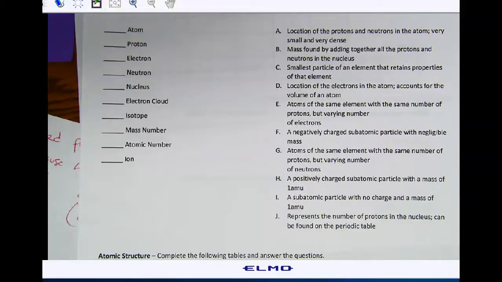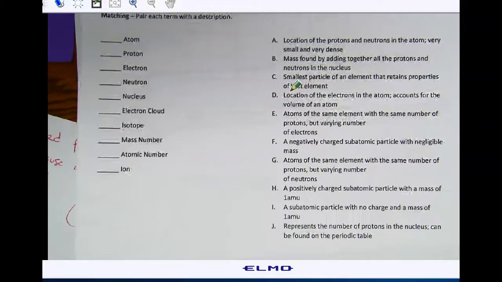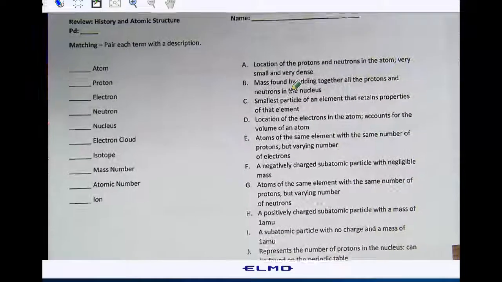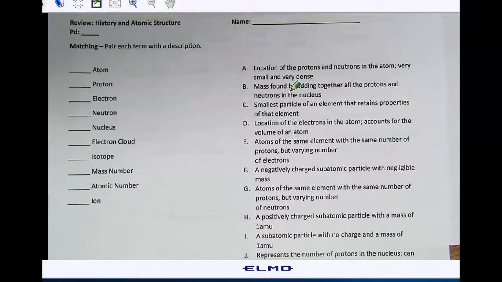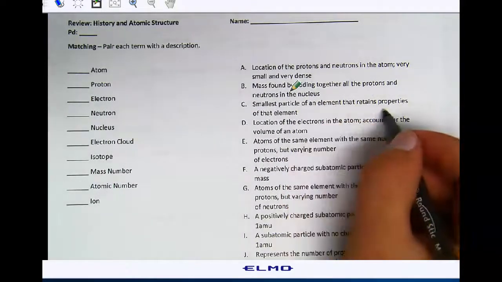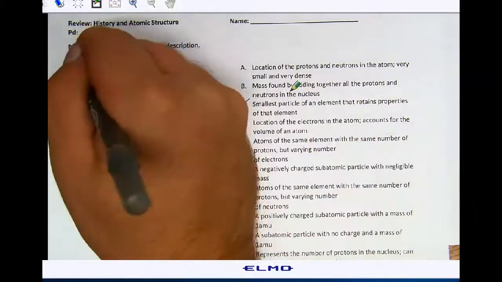Okay, so here is what the study guide will look like. Hopefully. So the atom is the smallest particle of an element that retains the properties of that element.